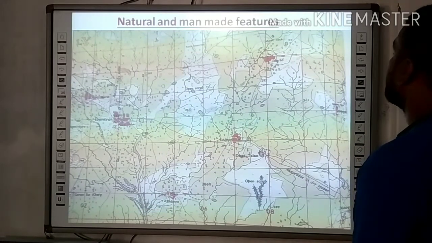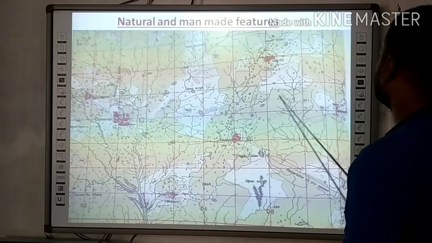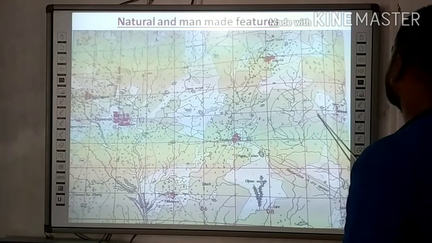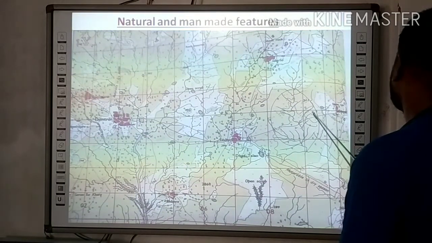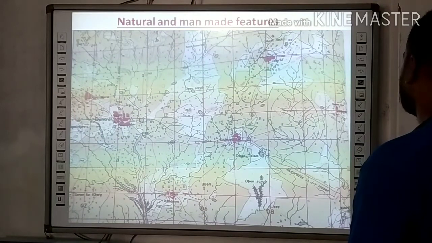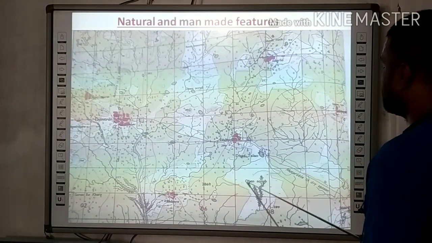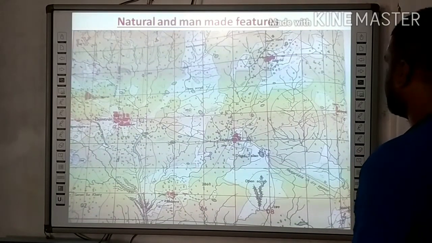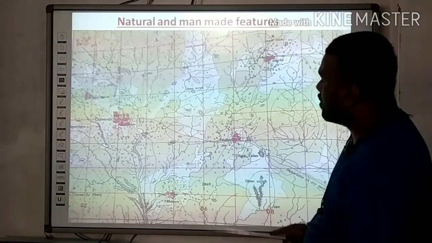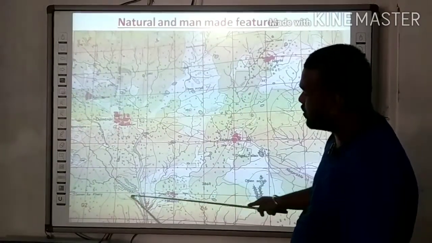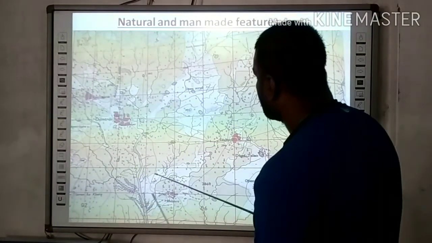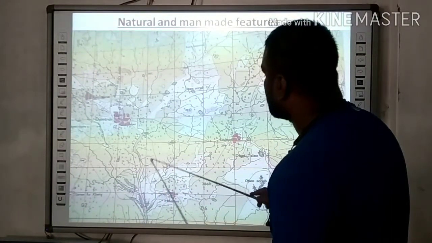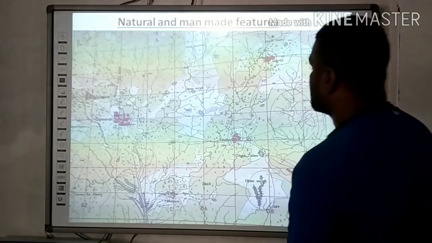Now come to the natural features. So these tributaries or these streams are natural features. These contour lines are natural features. And these broken grounds are natural features. Even these are natural features. You will find more man-made and natural features in the map.